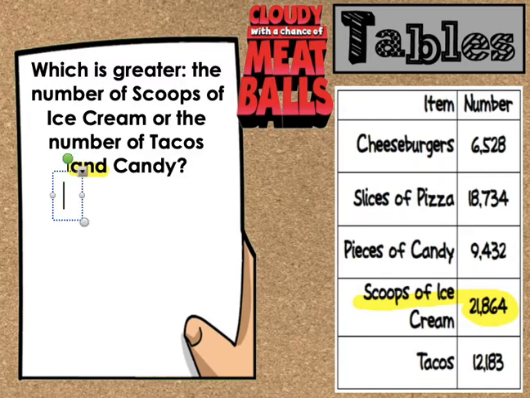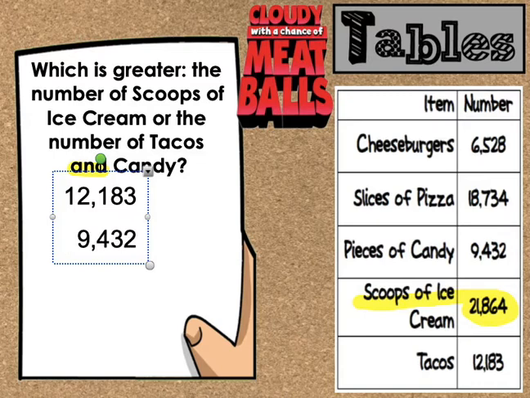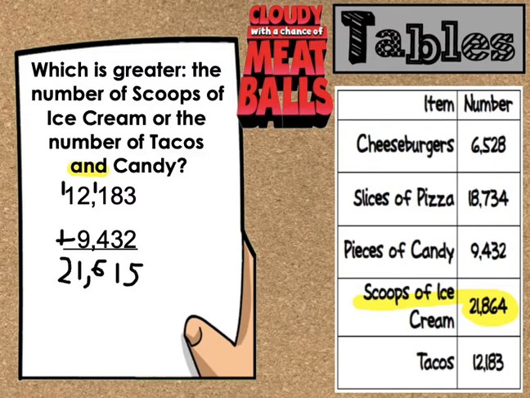So these two numbers we need to take into consideration are tacos, which is 12,183, and candy, which was 9,432. We need to add those together to find their total so that we can compare it to the total scoops of ice cream. So 3 plus 2 is 5, 8 plus 3 is 11, don't forget to carry, 6, 11 again, and we have 21,615 compared to 21,864. Well, we can tell if we line them up that because there's 864 compared to 615, the scoops of ice cream are still more.